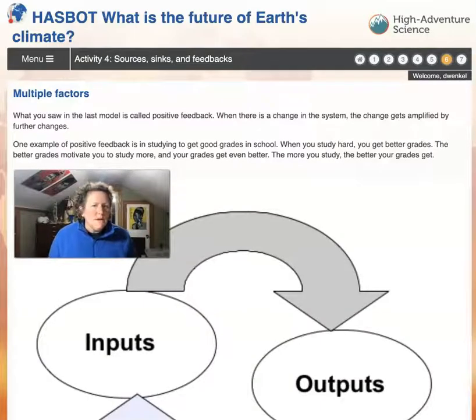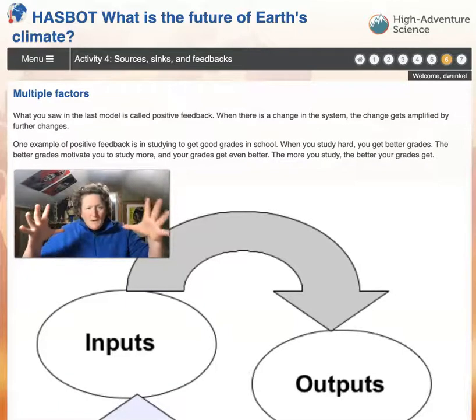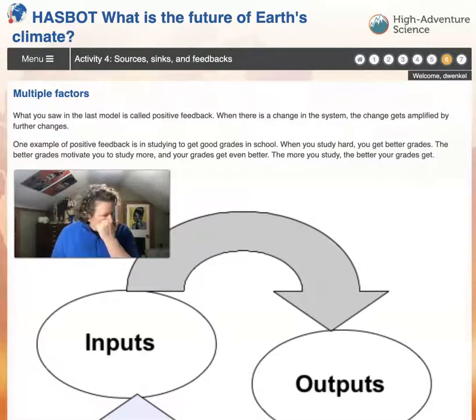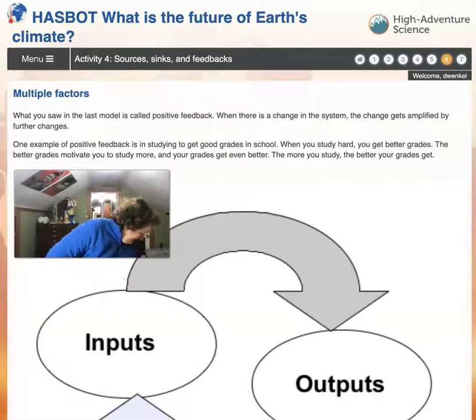So what we saw in the last model is called positive feedback. When there's a change in the system, the change gets amplified by further changes. So if you increase carbon dioxide, the planet gets hotter and you get more water vapor too. So changing one thing, increasing one thing, increases another thing and makes the problem even worse. That's a positive feedback cycle. Like melting snow in your backyard. If there's a big dark patch in your backyard, that patch gets warmer, because it's darker and it absorbs heat better.